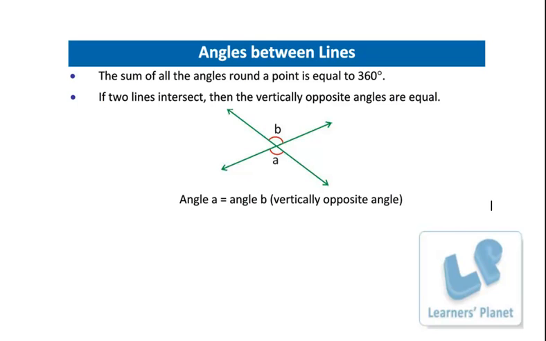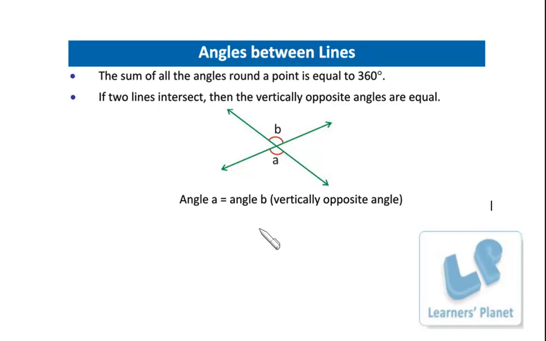Now just now we talked about the angle between the lines, right? Here we discuss more about it. The sum of all the angles around a point is equal to 360 degrees, and if two lines intersect, then the vertically opposite angles are equal. See, when you see the two lines over here, this is one line, this is the other line, they are intersecting at any point. Maybe this point is O, right? Then the vertically opposite angles will be equal, right?